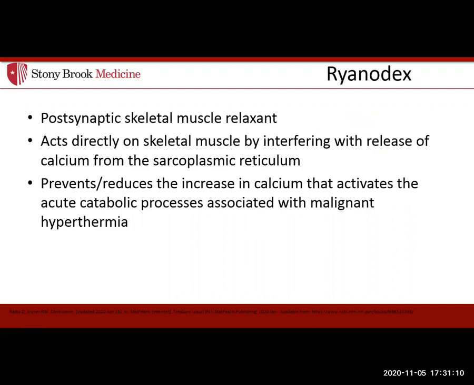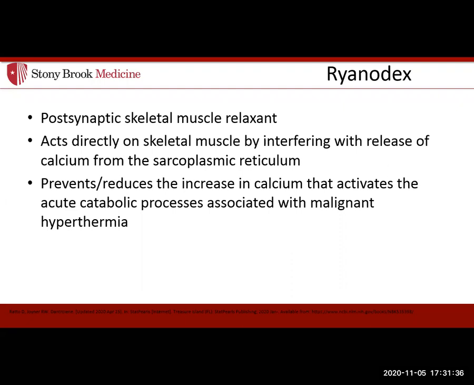So Ryanodex is a postsynaptic skeletal muscle relaxant. This acts directly on the skeletal muscle by interfering with the release of calcium from the sarcoplasmic reticulum. And by doing this, it's preventing and reducing the increase in calcium that activates our acute hypermetabolic processes that are associated with malignant hyperthermia.